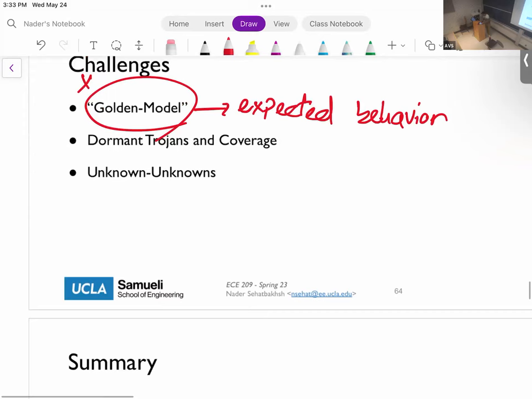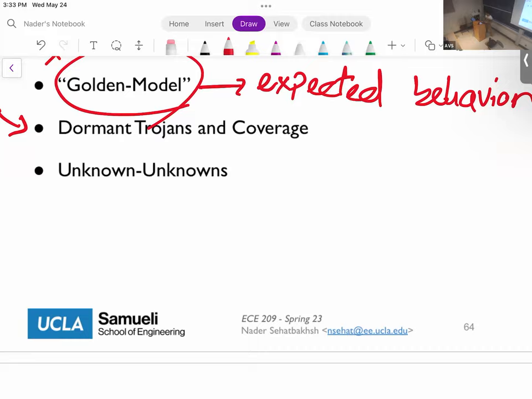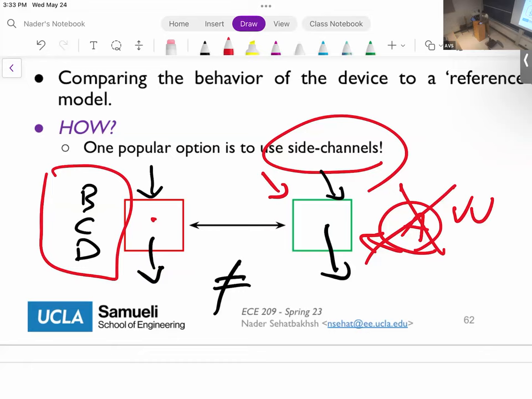The second problem is the existence of dormant Trojans. As I said, for example, for this side-channel based detection, the assumption here is that if the Trojan becomes active, then this signal and this signal are not the same. But if the Trojan is not active, it's dormant, then these two signals will be similar because essentially they're doing the same thing, right? So not only do I have to be able to measure the difference between these two, I have to be able to somehow activate this Trojan in this device, okay? So that's an additional problem.